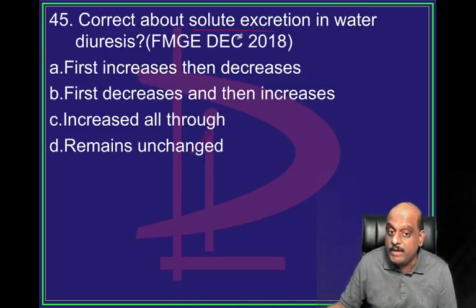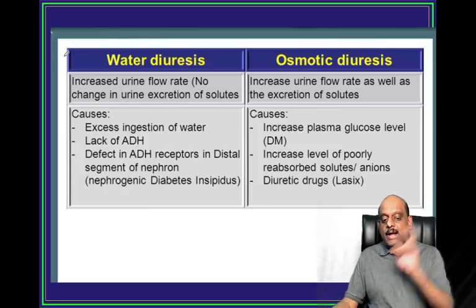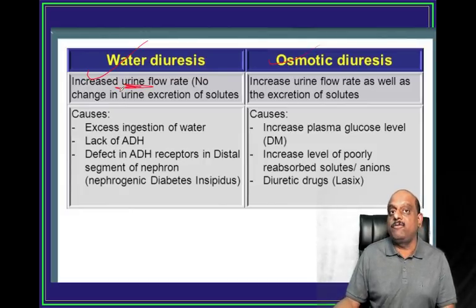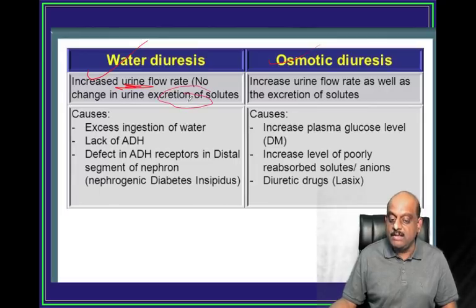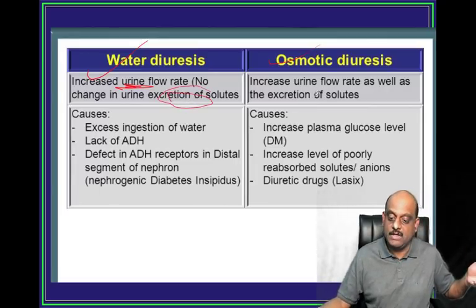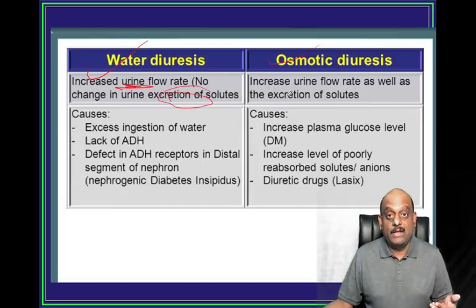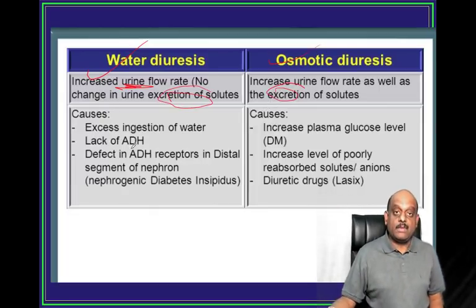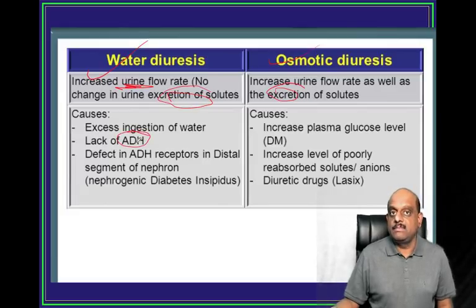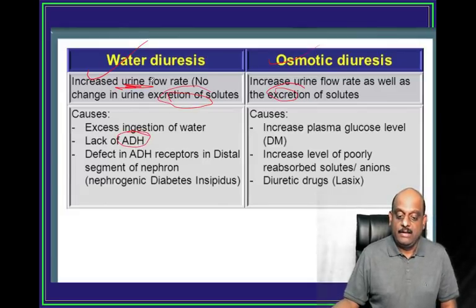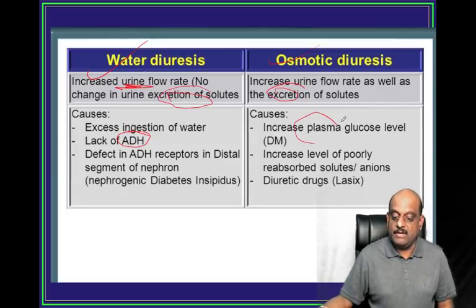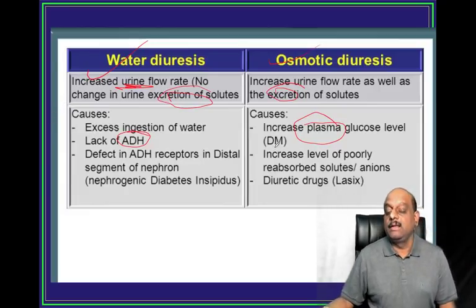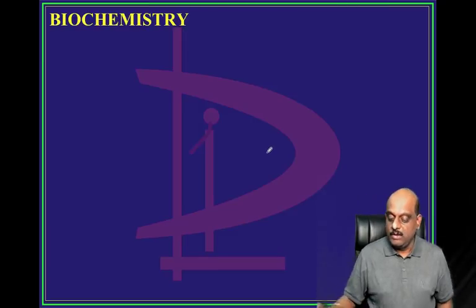What is correct about solute excretion in water diuresis? There are two kinds of diuresis, water diuresis and osmotic diuresis. In both there is an increased urinary flow rate. But there is no change in excretion of solutes, that's called water diuresis. In osmotic diuresis, both water and solute are lost. Examples: whenever diabetes insipidus, ADH deficiency is there, then water diuresis. Whereas hyperglycemia leading to polyuria, that is osmotic diuresis. So that is the story.